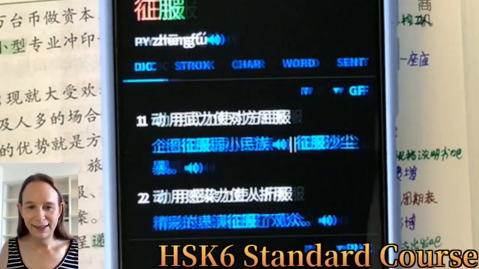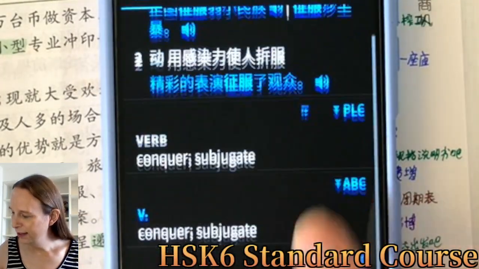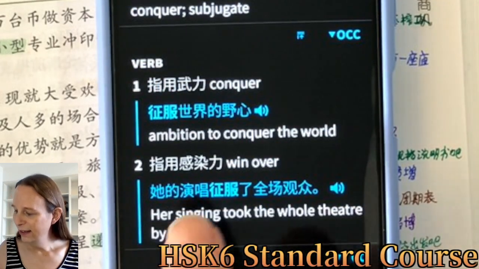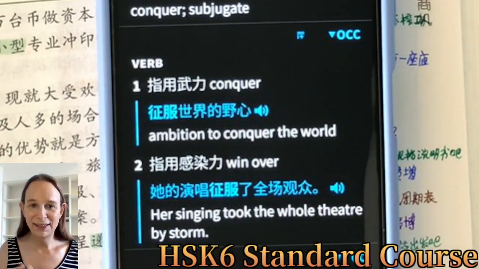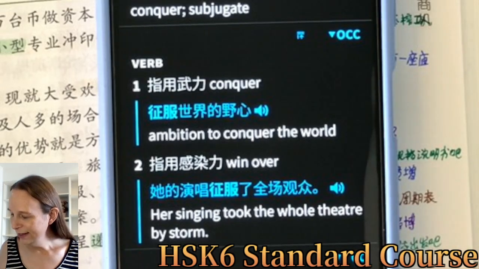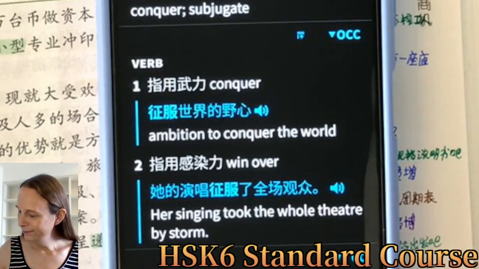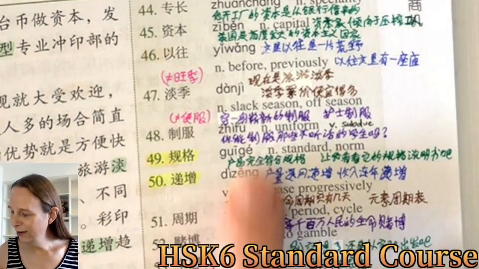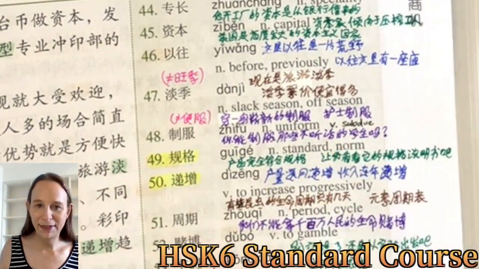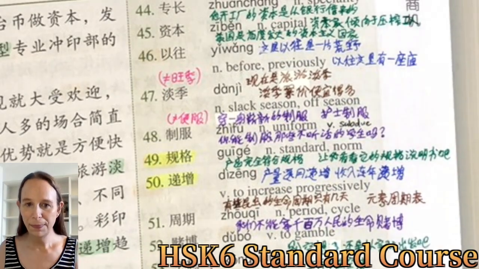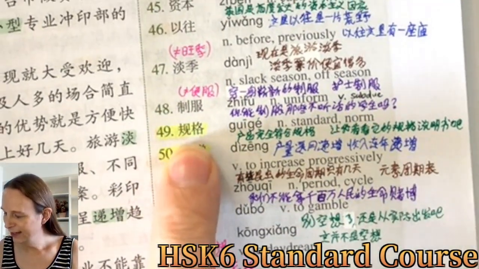征服, this is another form of conquer. 征服, 征服世界的野心. Oh, okay, 野心 is ambition, so ambition to conquer the world. Yeah. 他的演唱征服了全场观众. So here it's more figurative. Win over, I don't know, the whole audience. Yeah. So as a verb, 制服, meaning subdue, it's part of a larger family of words that end with the fu.